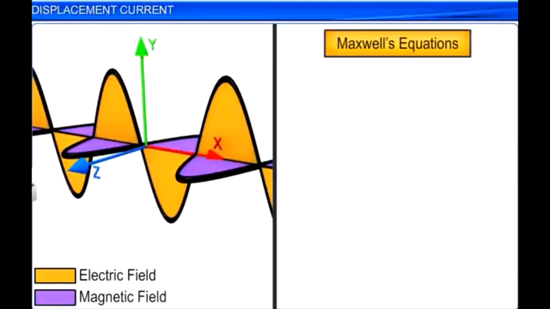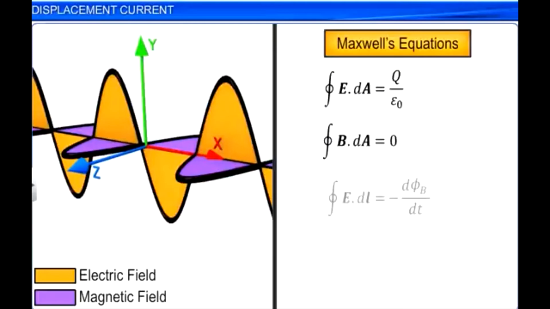They are: integral over the closed surface E dot dA is equal to Q by epsilon naught. Integral over the closed surface B dot dA is equal to 0. Integral over the closed loop E dot dl is equal to minus d phi B by dt. And integral over the closed loop B dot dl is equal to mu naught IC plus mu naught epsilon naught into d phi E by dt.